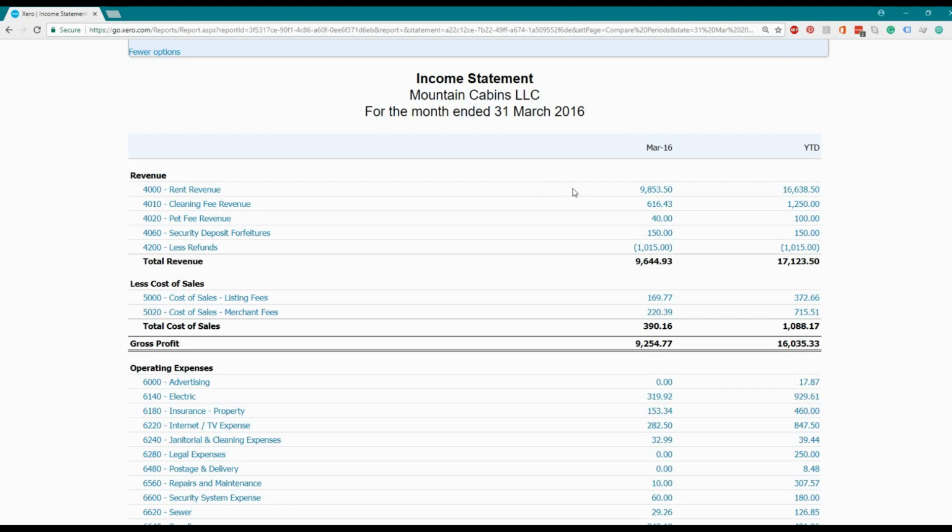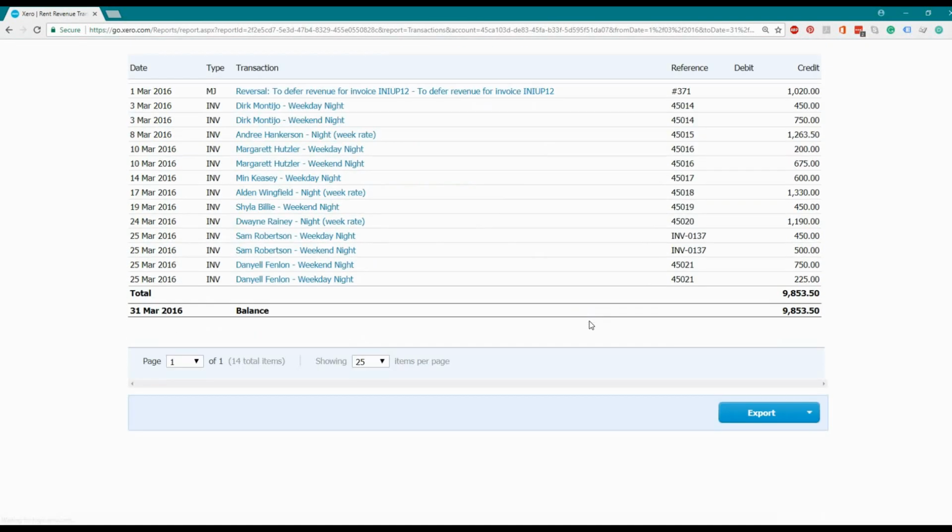Again, we mentioned earlier, because of the accrual method of accounting, these numbers are showing up for March, but you probably were paid for them in other months. You may have even had a customer pay you back in December of 2015, but it's showing up here in the March income statement because that's when the booking actually took place. That's when you actually earned the money. Again, we can drill down by clicking on the amount, and we can see the details for those bookings.